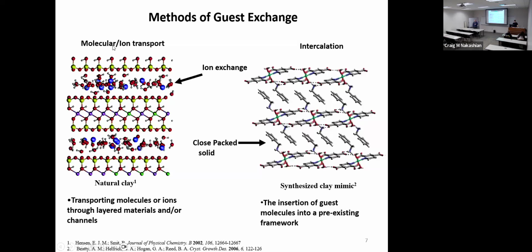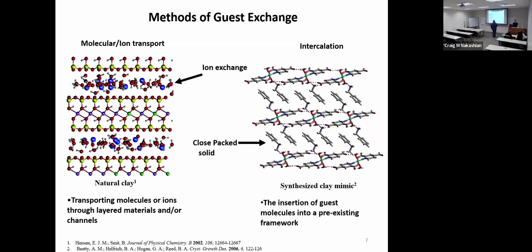Now, once we have our host frameworks, we want to look at the clay functionality. So how can we put molecules in and remove them? Well, with clays itself, we have that ability for molecules to simply transport in and out, right? There's no interaction with the framework itself, so water can go in, give a little heat, and it can go right out, back and forth, okay?